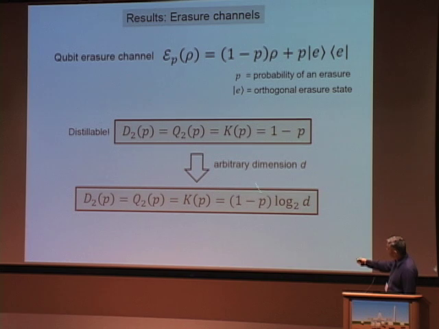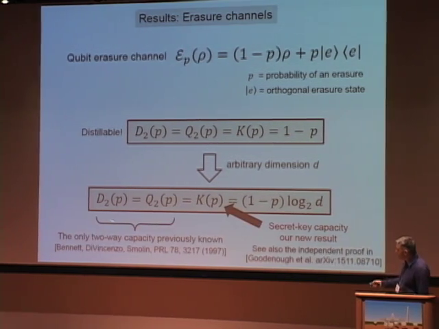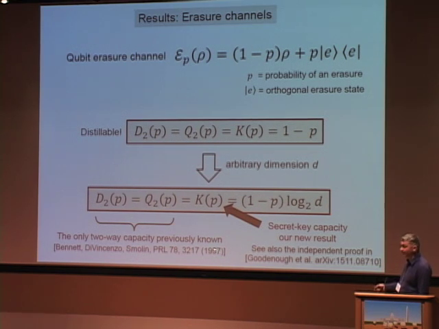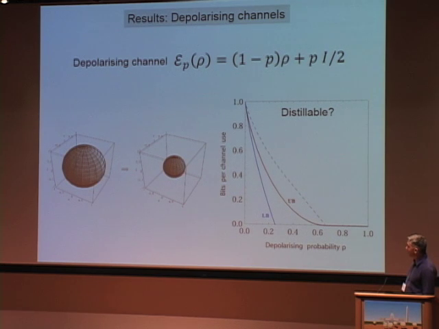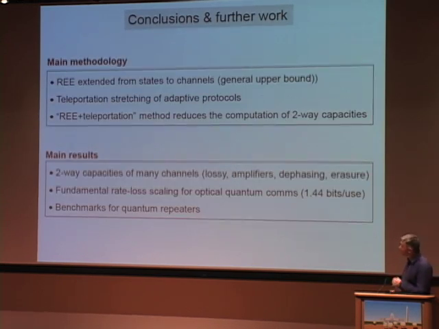Actually, and then we have the dimensional formulas. So this was the only thing that was known before, in 97, the two-way capacity of the erasure channel. What is new is the capacity that has been proven in this paper, and also independently by Goodenough et al. in this other arXiv submission that I think is now published. For the dephasing channel, we don't know if it's distillable, and we only have lower bounds, upper bounds, and so on. So, conclusions.